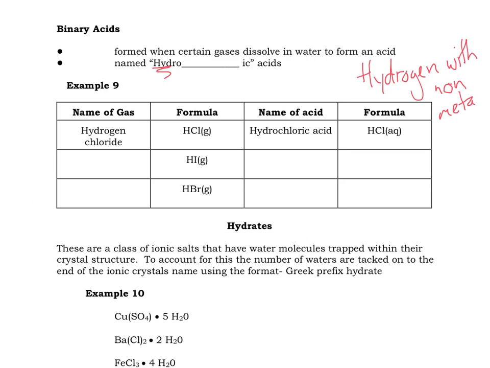Now typically the nonmetal it's with is going to be a halogen, so it's often chlorine, fluorine, iodine, or bromine. Sometimes it can also be with sulfur. So for the gas names, HI would be hydrogen iodide. As a gas, it's called hydrogen iodide or hydrogen bromide.